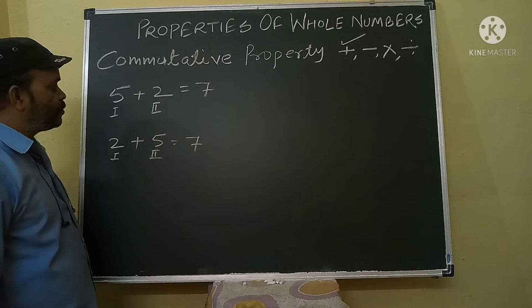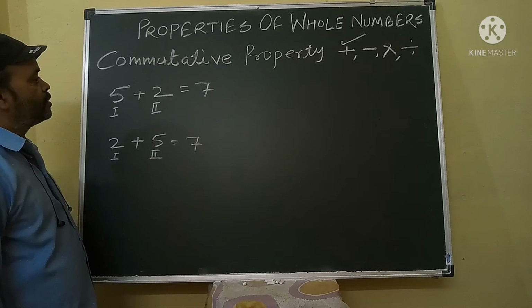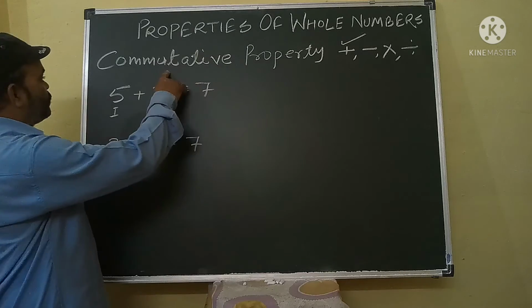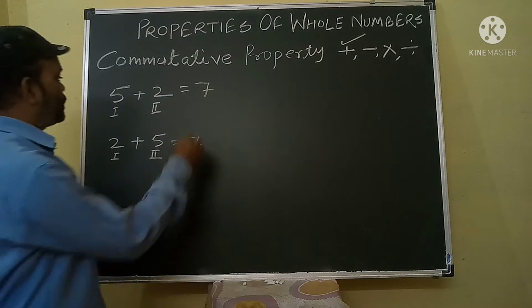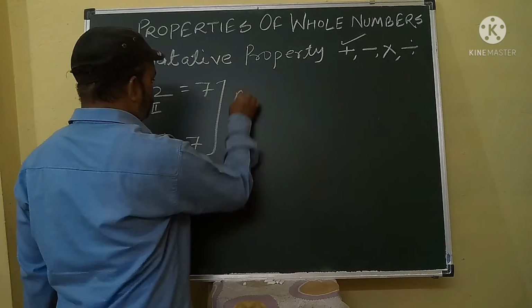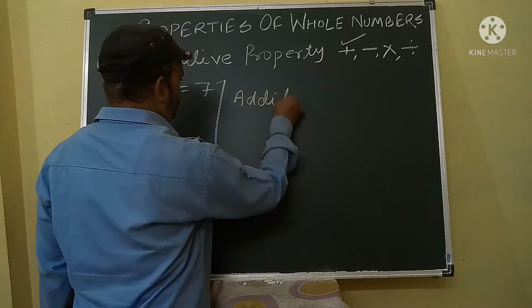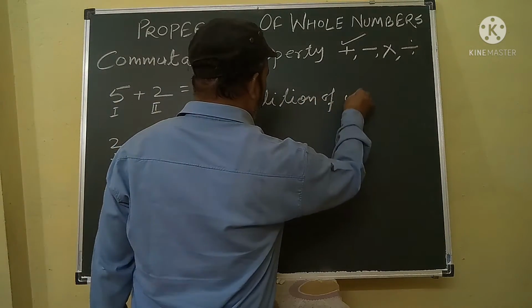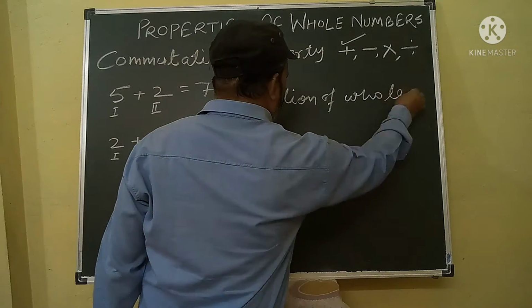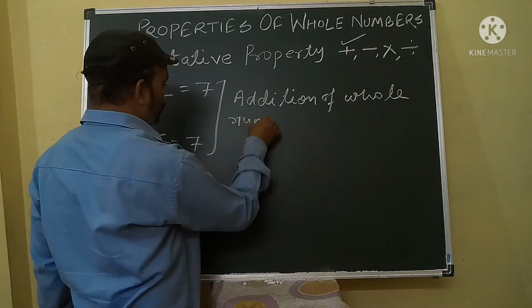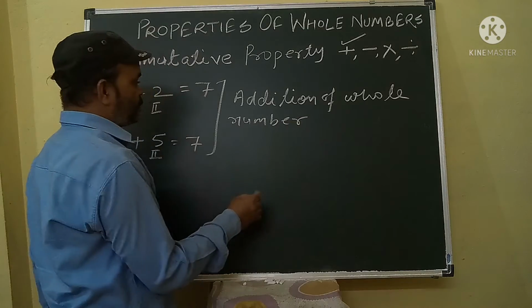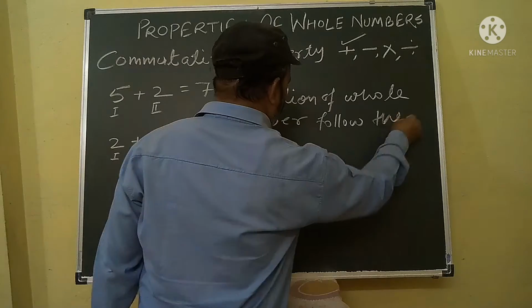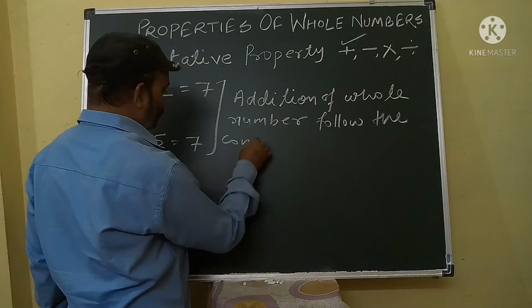So what is the basic point? That means addition of whole numbers follows the commutative property.